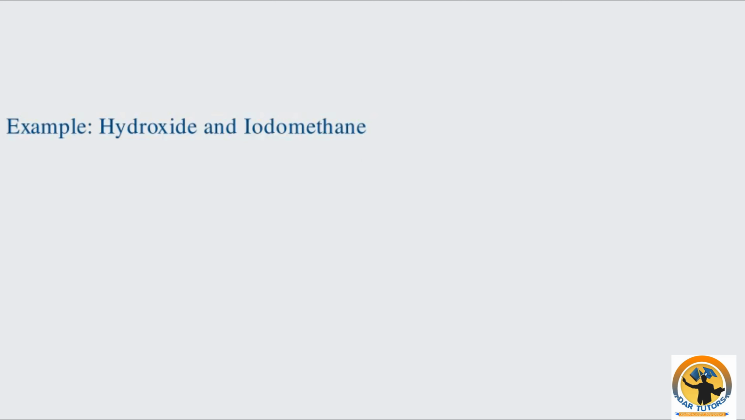Let's consider an example with hydroxide and iodomethane. The reaction is hydroxide ion plus iodomethane produces methanol and iodide. Hydroxide is the nucleophile. Iodomethane is the electrophile. Iodide is the leaving group.